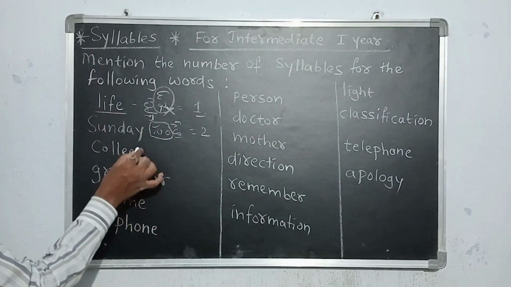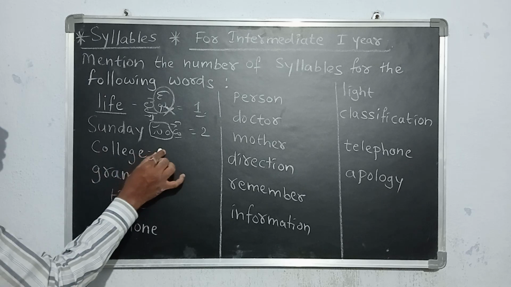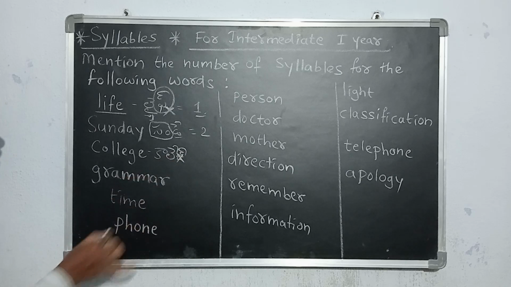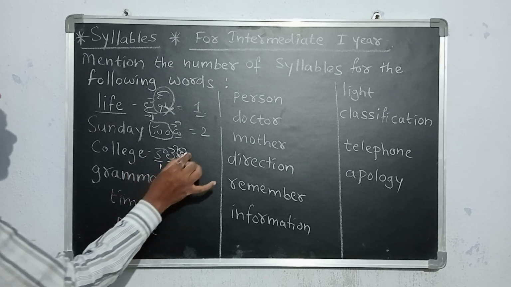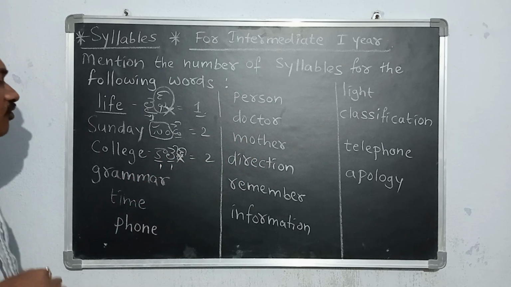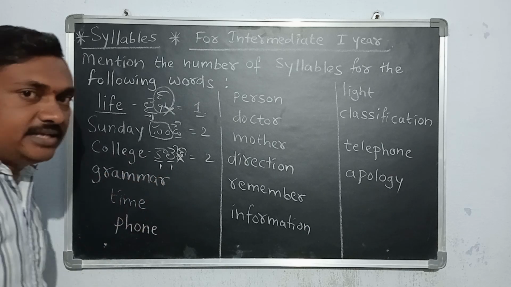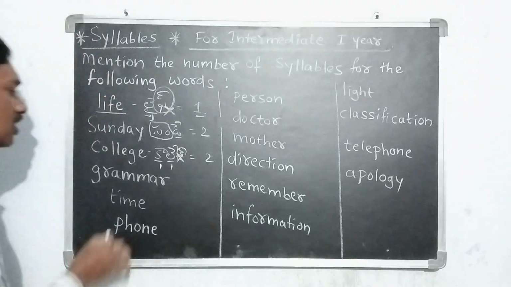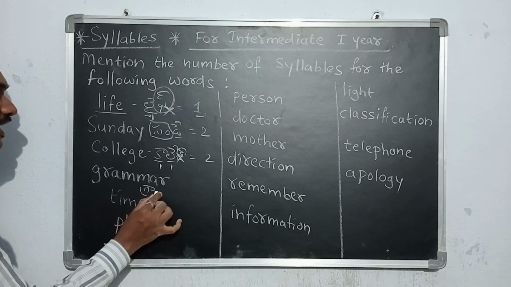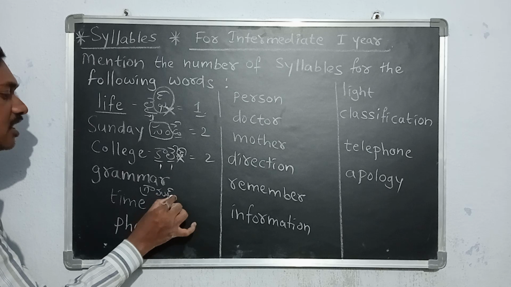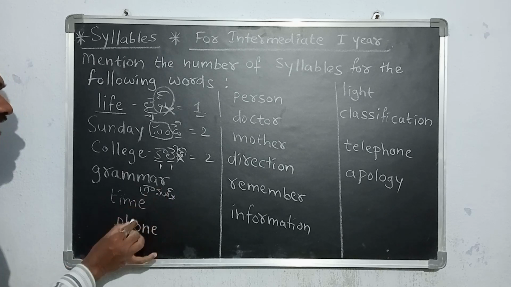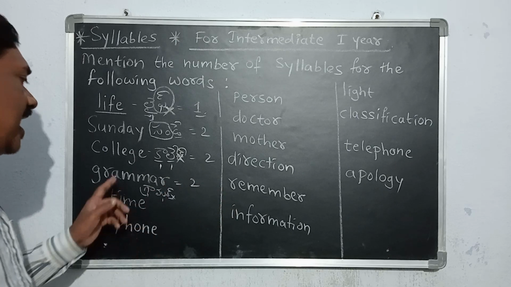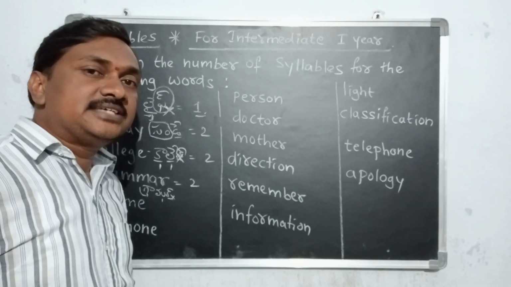Next word, college. This is uncountable. So one and two, there are two syllables in the word college, so it is a disyllabic word. Next, grammar. Here we can write grammar, and this is the half letter. We do not count this letter. So one and two, there are two syllables in the word grammar, a disyllabic word.